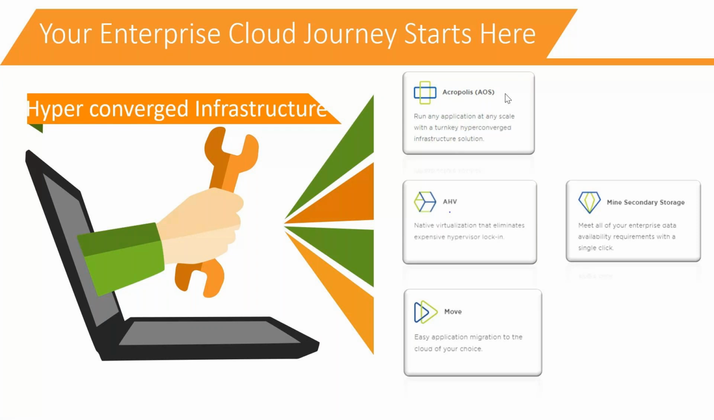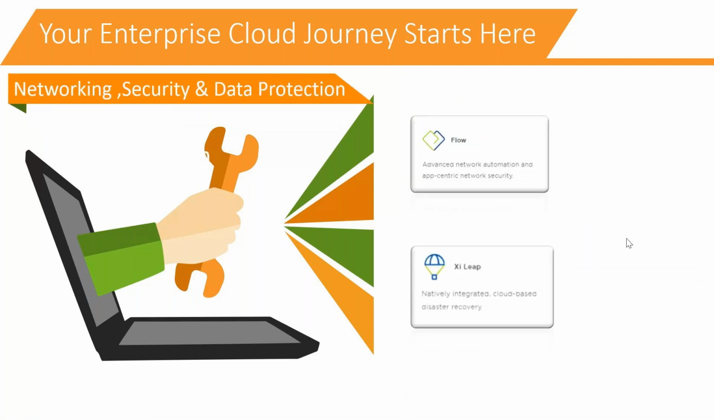Okay, then AHV is a hypervisor, a native hypervisor. Move is for the migration from VMware to AHV, or AWS to AHV, or AHV to AWS. Okay, that migration you can do. Mine is a secondary storage for backup. Flow is software-defined networking. Xi Leap is a cloud-based disaster recovery.